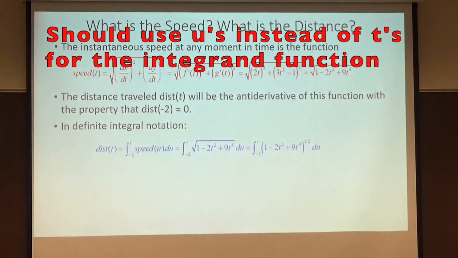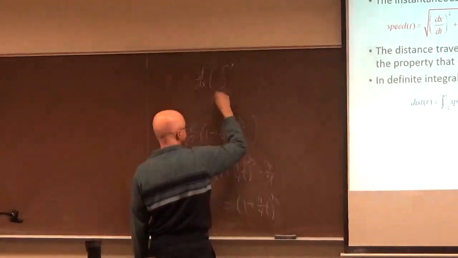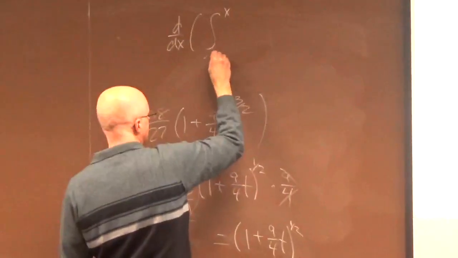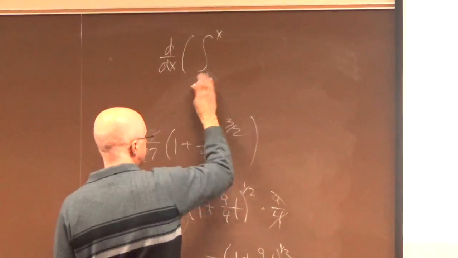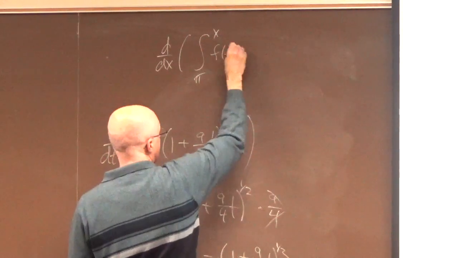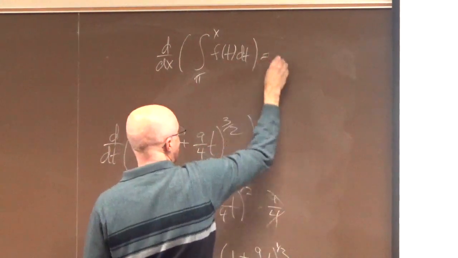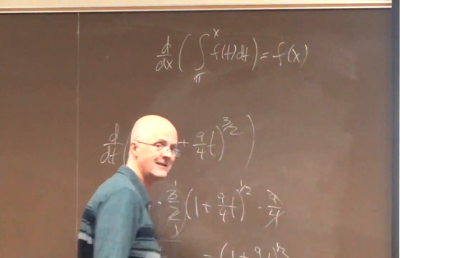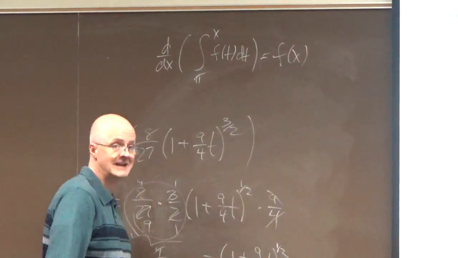Whenever you've got a situation where you take the derivative of an integral like this, and now I'm using x as the variable, the bottom can be any number whatsoever. It doesn't matter. -3, +7, pi. Here I'm using t as the dummy variable. The answer is the function you're integrating. That's a very profound thing, and it's true.